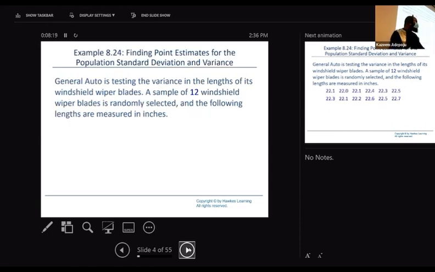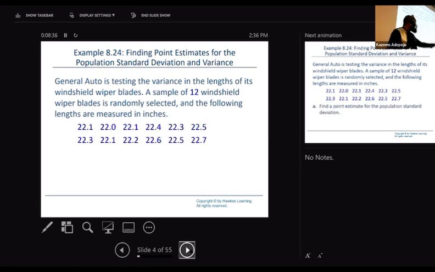Okay, I want to walk you through this example now. A general auto is testing the variance in the length of its windshield wiper blades, and a sample of 12 windshield wiper blades is randomly selected, and the following lengths are measured in inches. Take a look at this. Oh my God, there's a variation here because you can see the values are not the same.